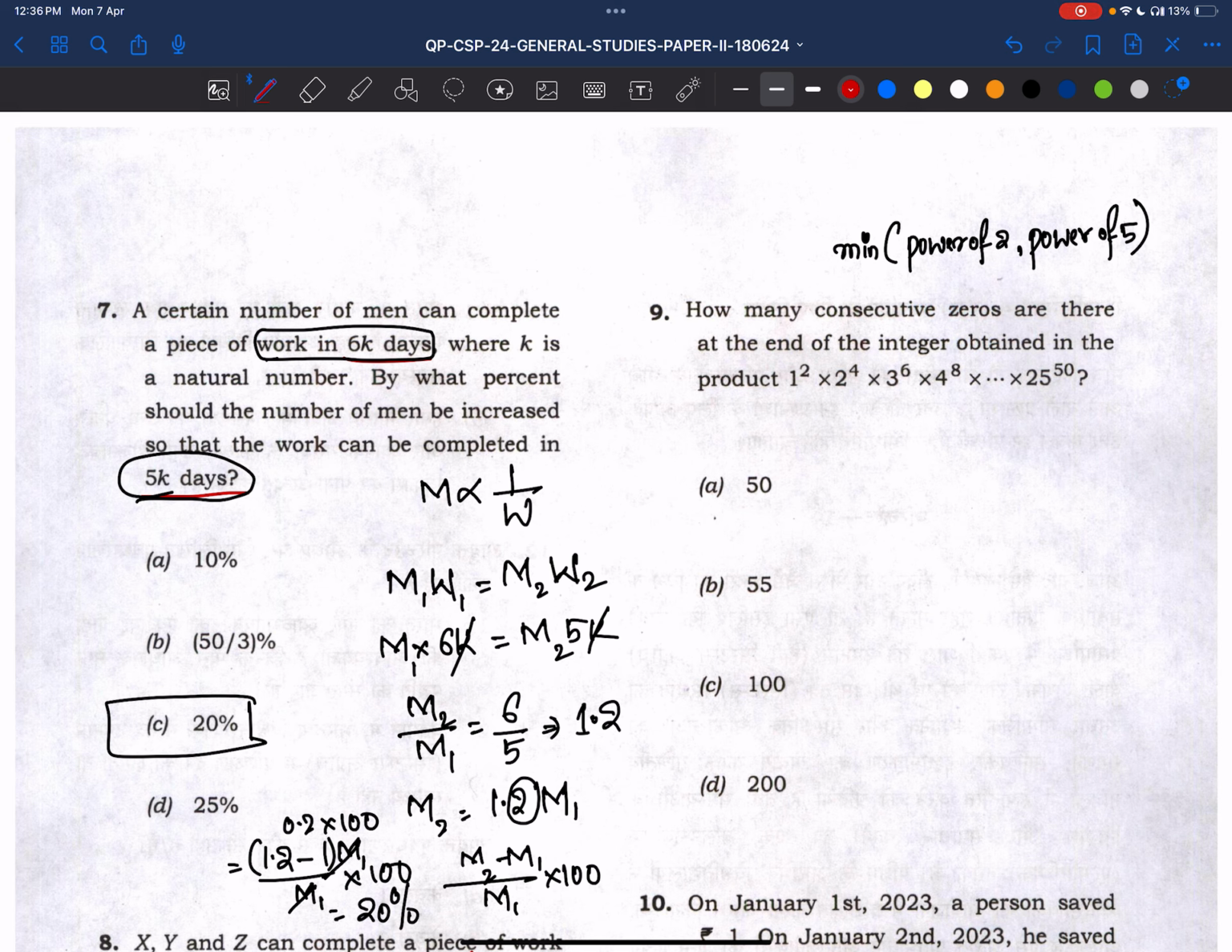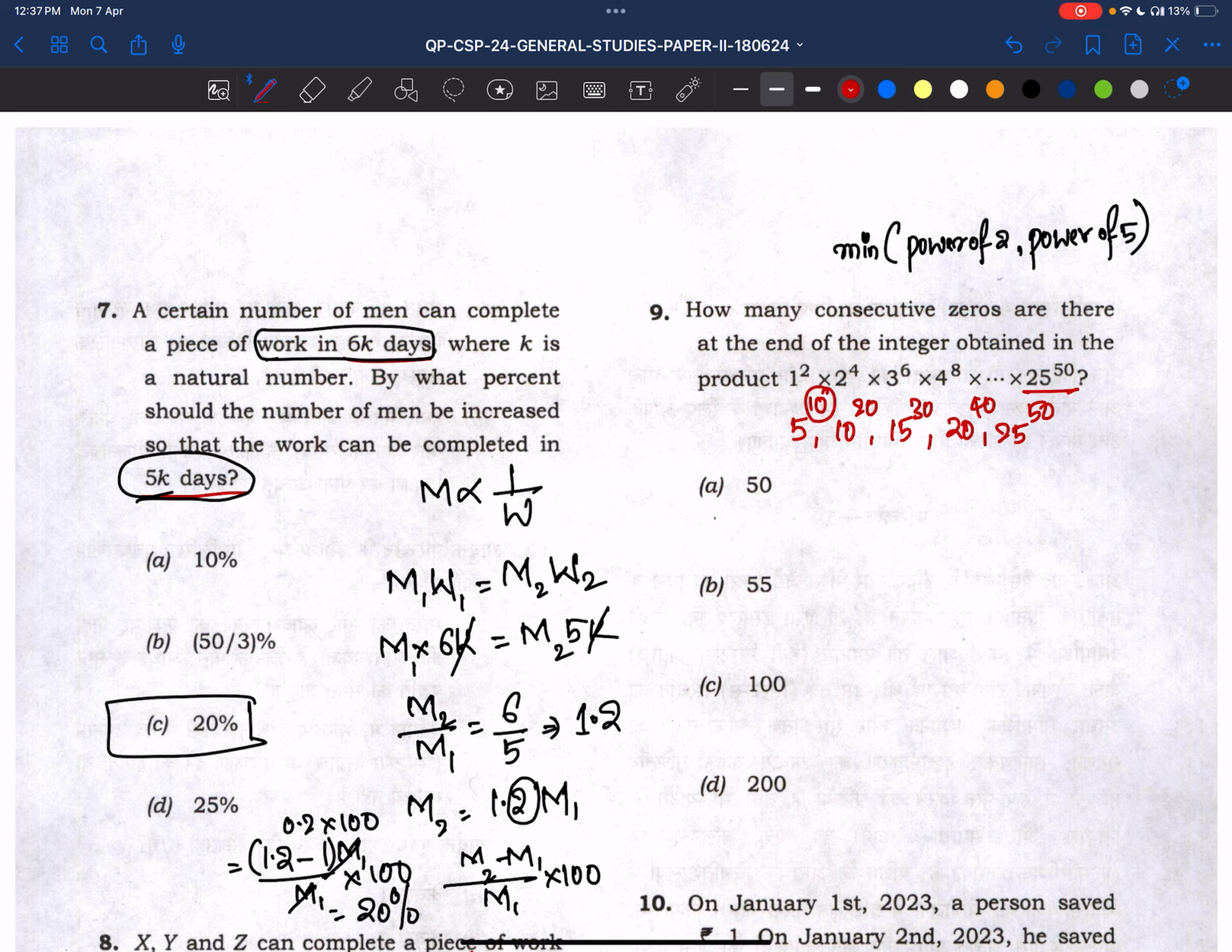See here in the values: 1 square, 2 power 4, 3 power 6, 4 power 8. That means powers are double the number. How many 5s will be there? 5 power 10. Next 10 power 20. Next 15 power 30. Next 20 power 40. Last 25 power 50. How many 5s are there? See here, this is 5 power 10, which means 10 5s. The 10 can be written as 2 into 5.